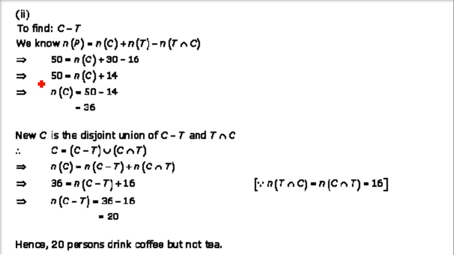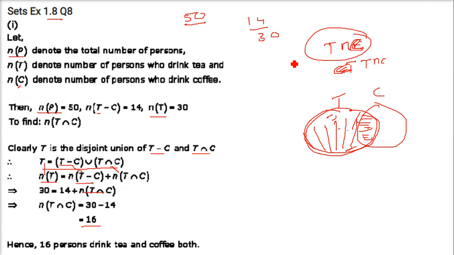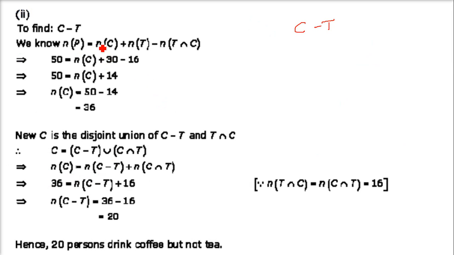Now the next part is asking how many drink coffee but not tea. How many coffee but not tea? The first thing asked was this, and C minus T is the second thing being asked. So for C minus T, again we write n(P) as n(C) plus n(T) minus n(T intersection C), because we need to find out n(C) first. So n(C) will be equal to 50. This is 50, known to us. This is T, and this is T and coffee. We just found out 16. So the number of people who are interested in coffee is 36.